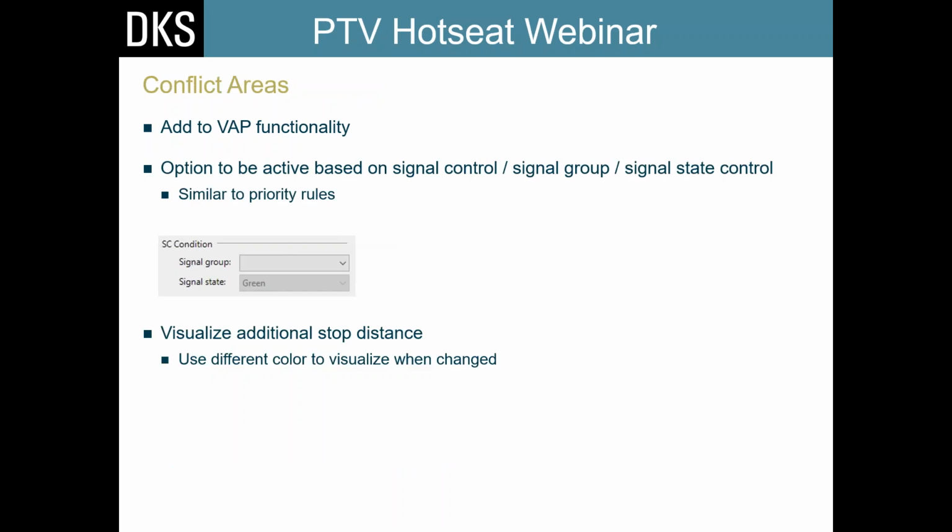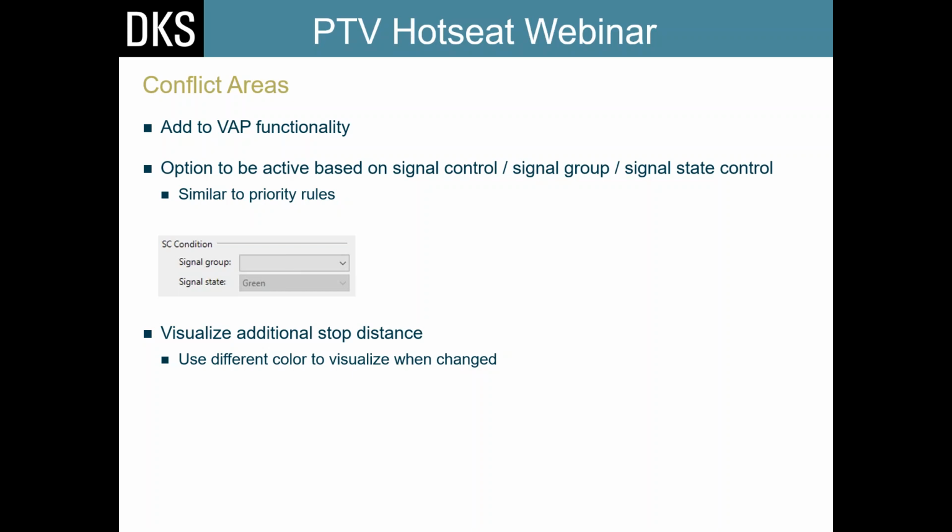So conflict areas, also similar to priority rules, being able to adjust them based on the signal state or have control through VAP. This is especially helpful when you're dealing with permissive movements at signals where, say, a left turn, when it has the protected movement, doesn't have to yield to an opposing right turn, but when it's permissive, it needs to yield to the right turn. Of course, we could use priority rules, but it'd be nice to have that functionality with conflict areas.